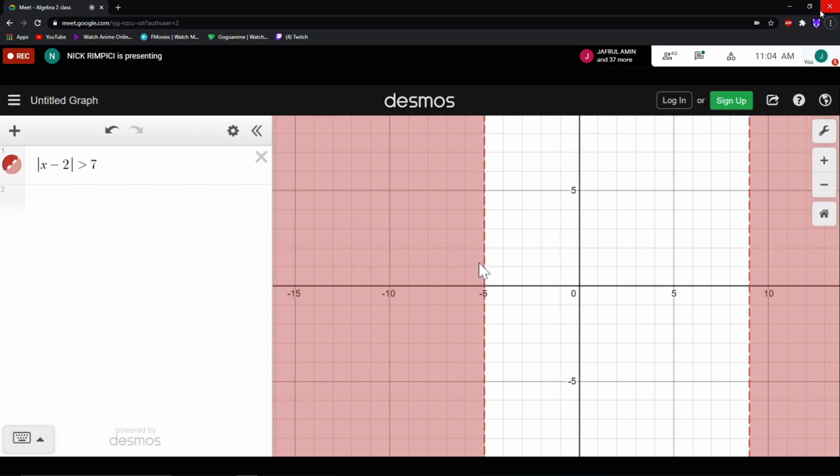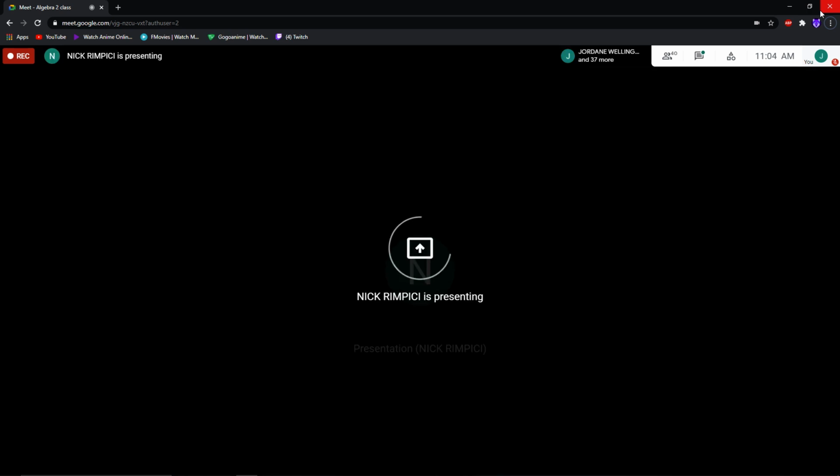In other words, I'm shading left of -5 and I'm shading right of 9, which is what my test looked like. The shading was on the outsides, working with -5 and 9. So this one matches what I see in my exam paper again, shading left of -5, shading to the right of 9. So if we go back to the test paper, let that load up.